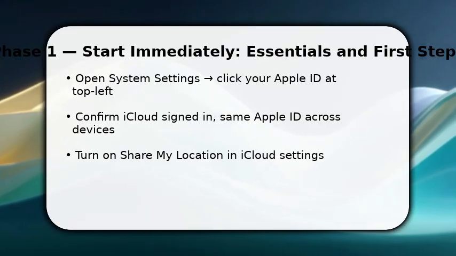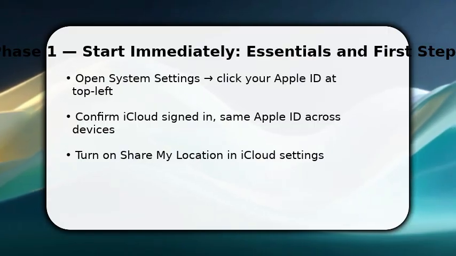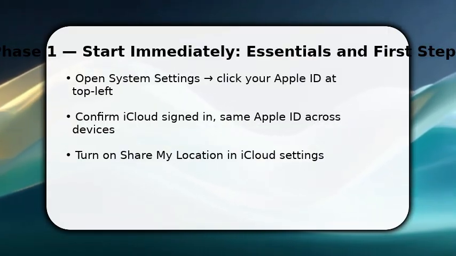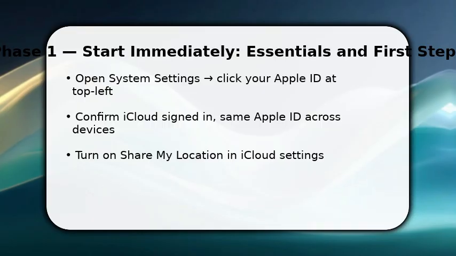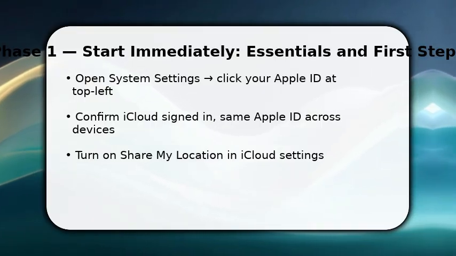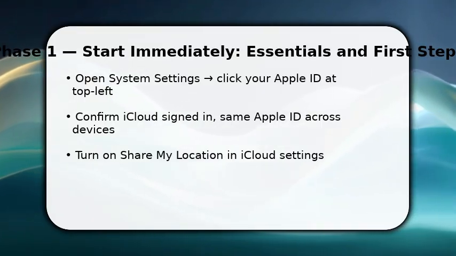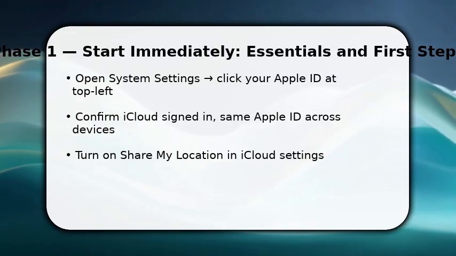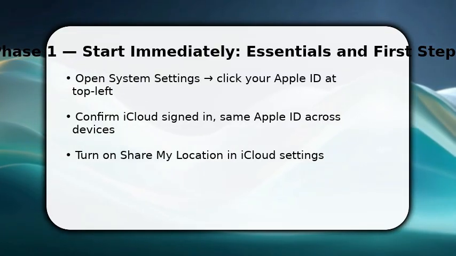You begin on your Mac, open System Settings, and click your Apple ID. This takes you straight to iCloud. Once there, make sure Share My Location is enabled. This lets devices announce their location. If it's off, toggle it on now because the switch won't work otherwise.